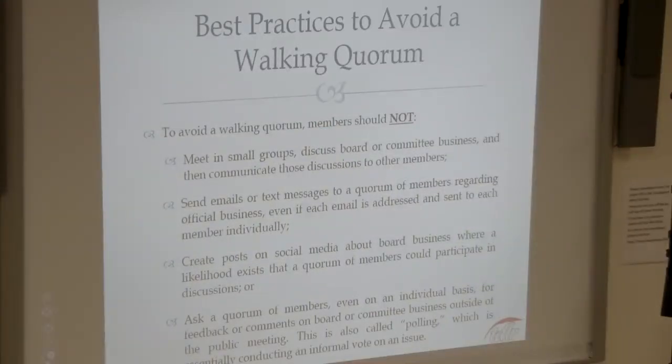So the best practices to avoid this walking quorum problem: you should not meet in small groups and discuss committee business and then communicate those discussions to other members, or send email or text messages to all of the committee members.